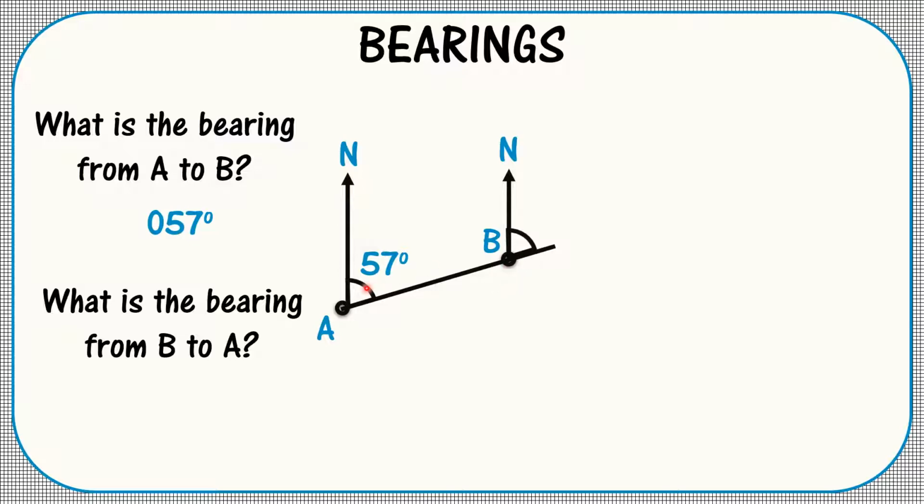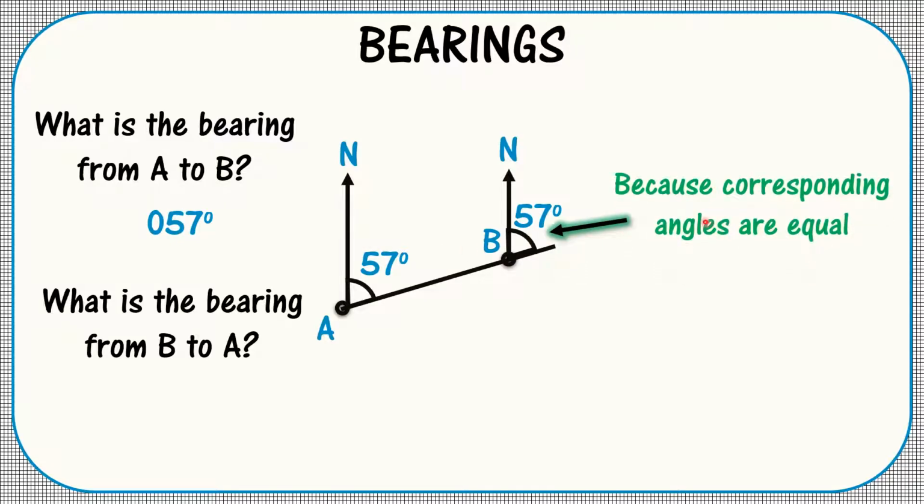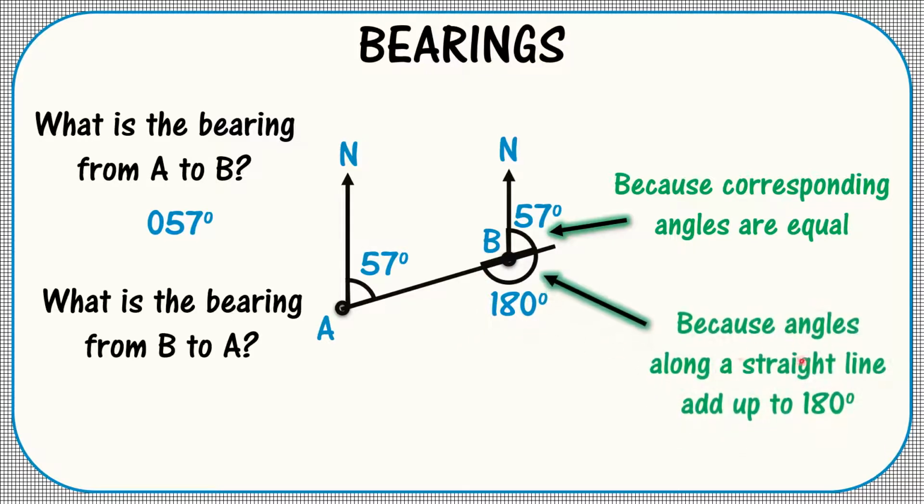So this angle and this angle will be the same. Please refer back to one of my previous videos on angles in parallel lines to get a better understanding of this concept. So this angle is 57 degrees because corresponding angles are equal. What you need to understand next is that this angle underneath, because it is on a straight line, is equal to 180 degrees, because angles along a straight line add up to 180 degrees.